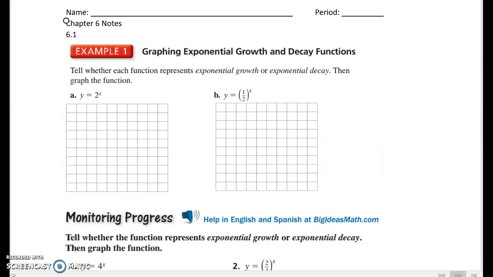And then take a look at your Chapter 6 notes packet. We're going to do example 1, parts A and B. It's asking us to tell whether each function represents growth or decay, and then graph it. So I know that it's going to represent growth whenever the base number is greater than 1. So I have 2 here, so I know that this is going to be growth. And then for part B, I have 1/2. So whenever the base is between 0 and 1, it's going to be decay.